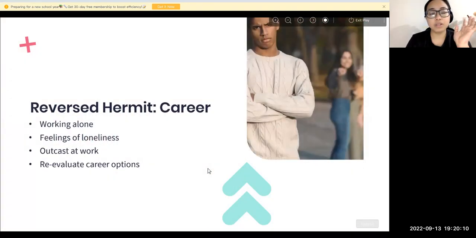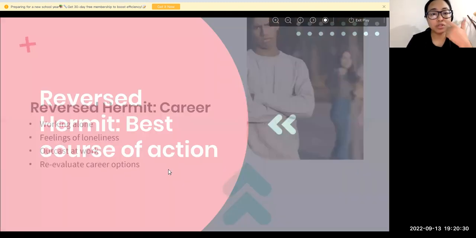If it is coming in a career reading, it means you're working alone and feeling very lonely. Nobody is helping you in your job. People are not that supportive in your career, in your office. So maybe it's time for you to reevaluate your career options in life.